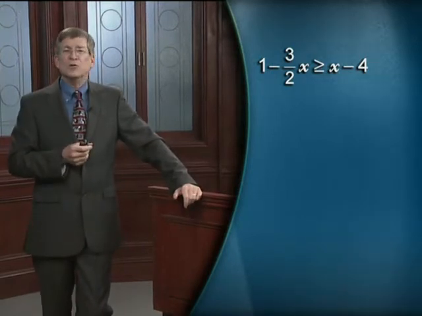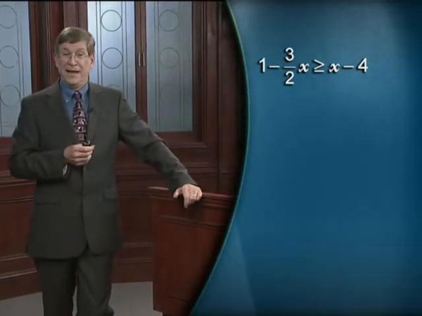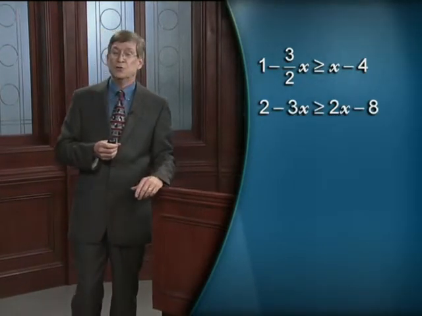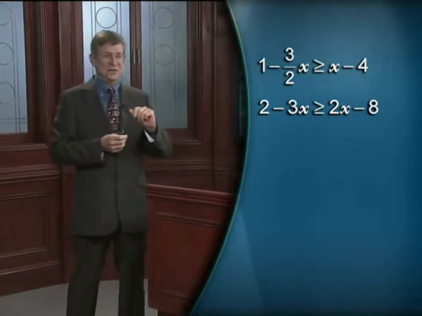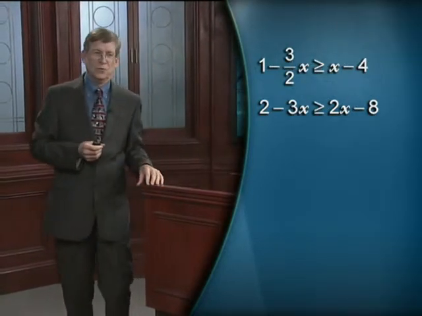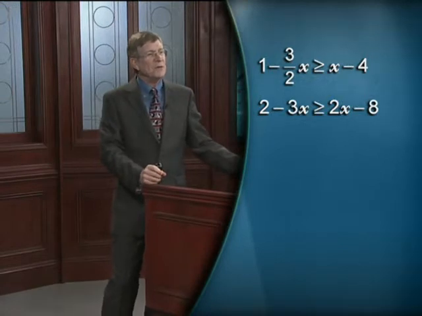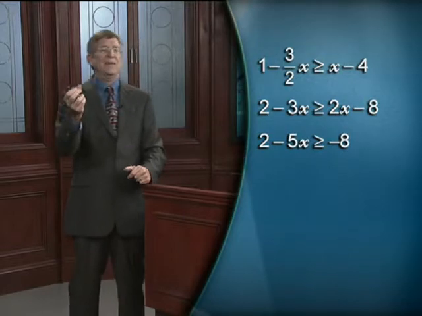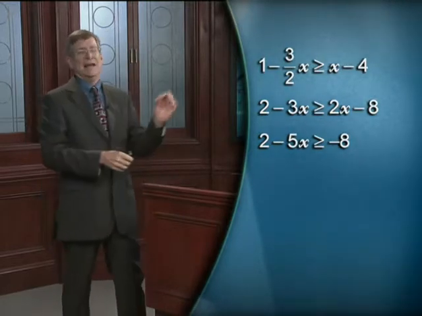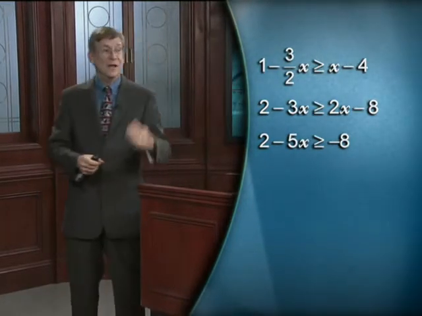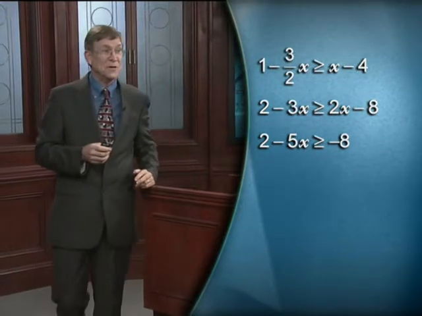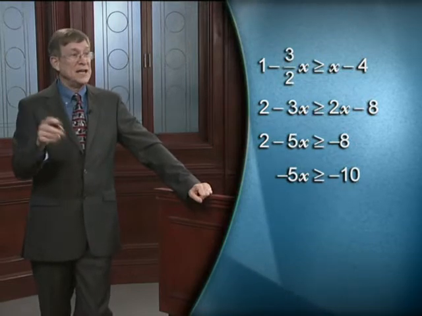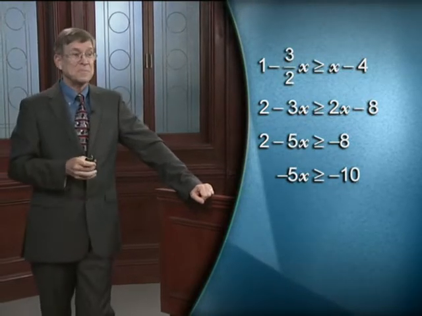The first thing you might do is multiply both sides by 2 to get rid of that fraction. So you have 2 minus 3x greater than or equal to 2x minus 8. Note that 2 is positive, so I don't have to worry about reversing the inequality. Then I could take the 2x and bring it to the other side. In other words, add minus 2x to both sides, and I have 2 minus 5x greater than or equal to minus 8. Okay, we're almost there. Minus 5x now is greater than or equal to minus 10, by bringing the 2 to the other side.